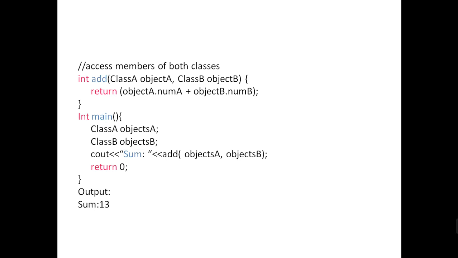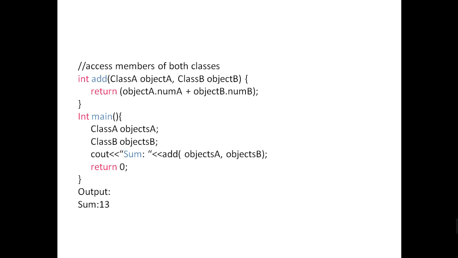One function is the int, a normal function int add. So int is the return type, and add is the function. There are two arguments, class A object A and class B object B. It returns object A dot number A, which is for the first class, plus object B dot number B, which is the second class value. The first class value is 12. The second class, that is class B, has number B, which is 1. So this is one small function which returns the two numbers added.